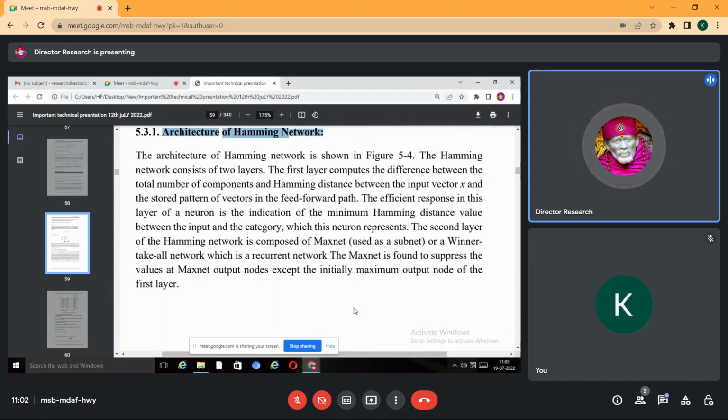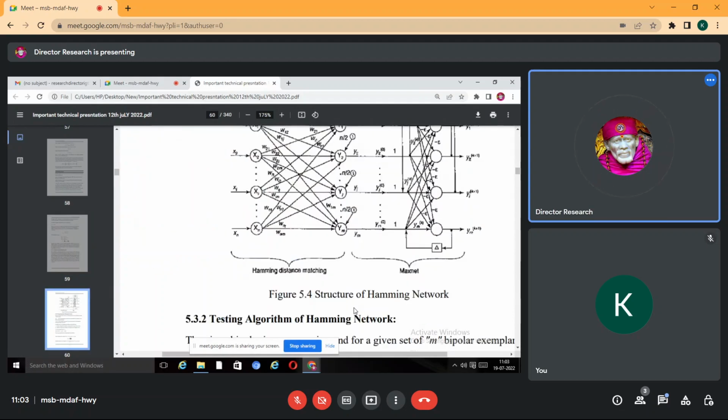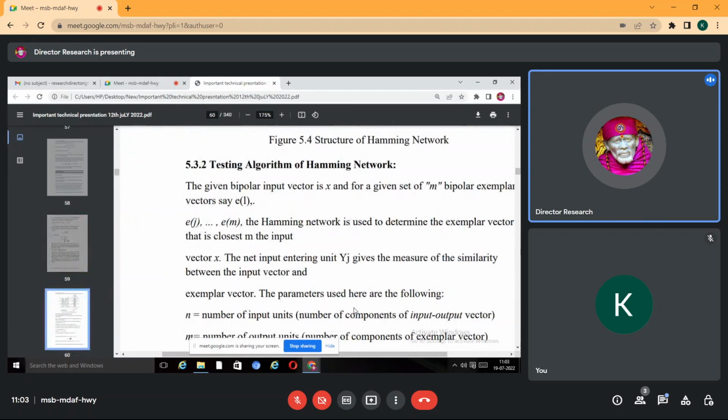The second layer of the Hamming network is composed of MaxNet, used as a subnet or a winner-take-all network, which is a recurrent network. The MaxNet is bound to suppress the values at the MaxNet output nodes except the initially maximum output node of the first layer. Like this. Now, the testing algorithm of the Hamming network.